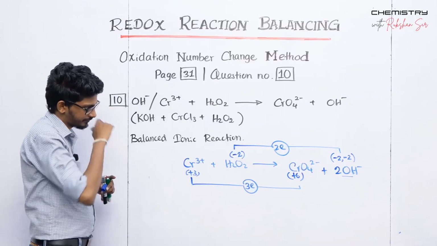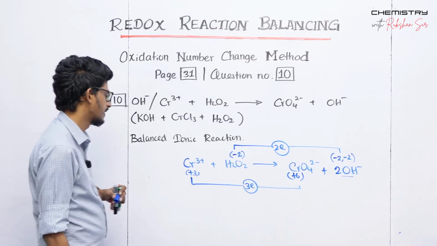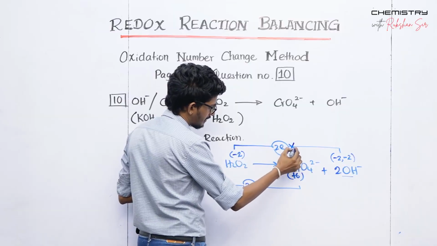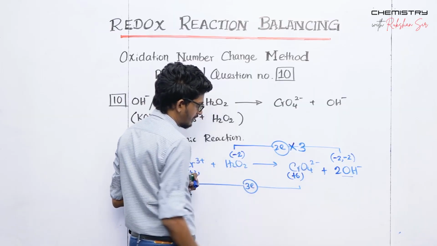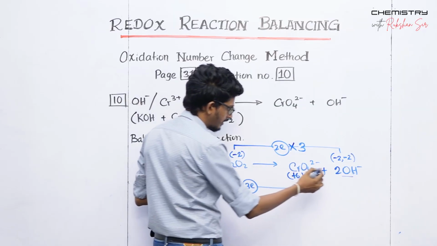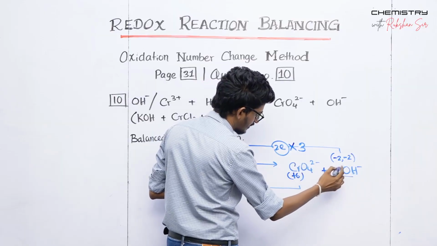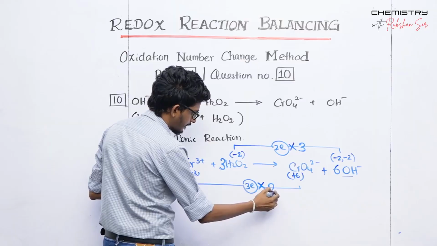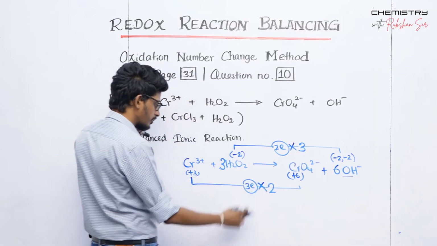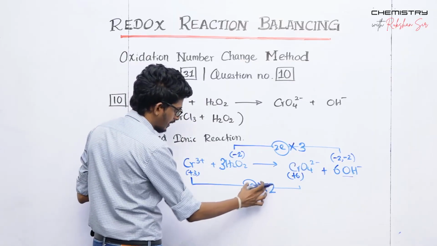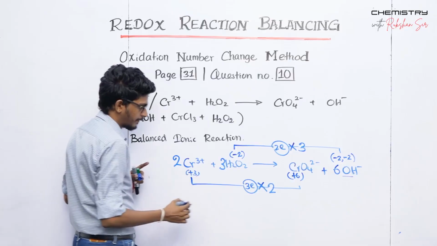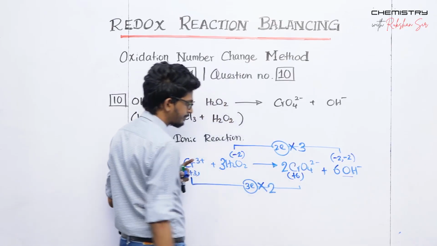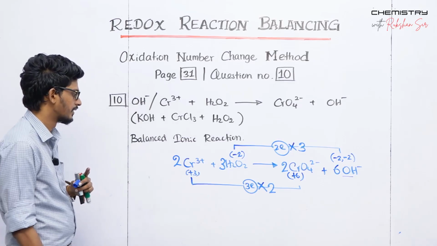Now oxidation state balancing. For 3 and 2, the least common multiple is 6. So you need to multiply this with 3, 3 here, 3 here. Multiplying this with 3 means 6, 2 into 3 is 6. And this 2, coming up with the least common multiple, so just put 2 here. Now that is done.